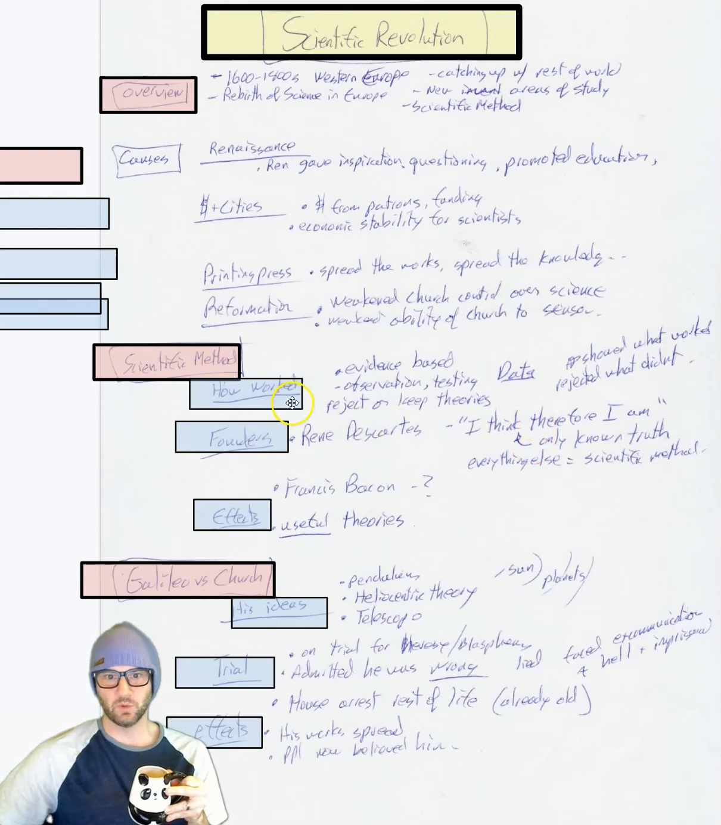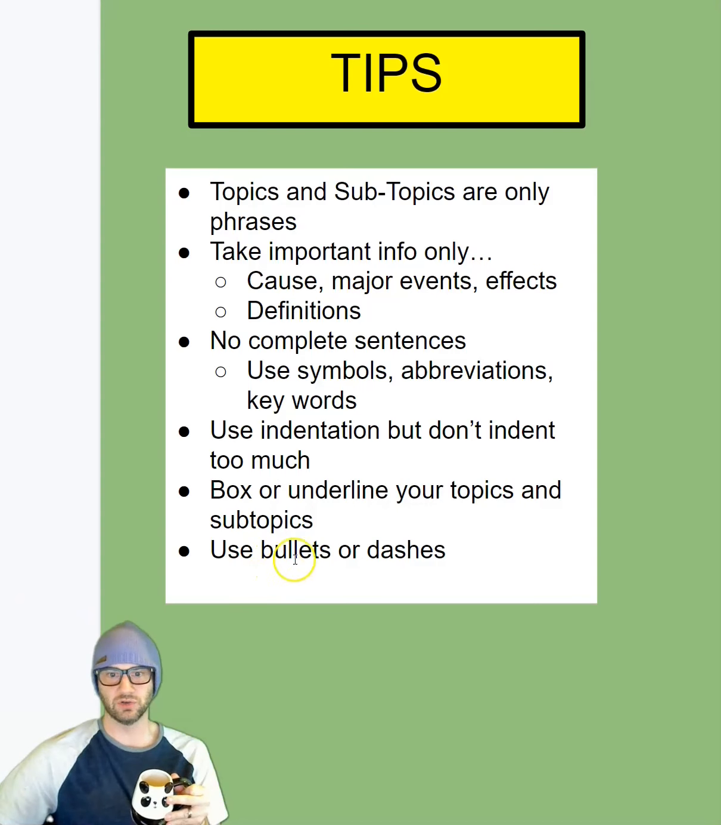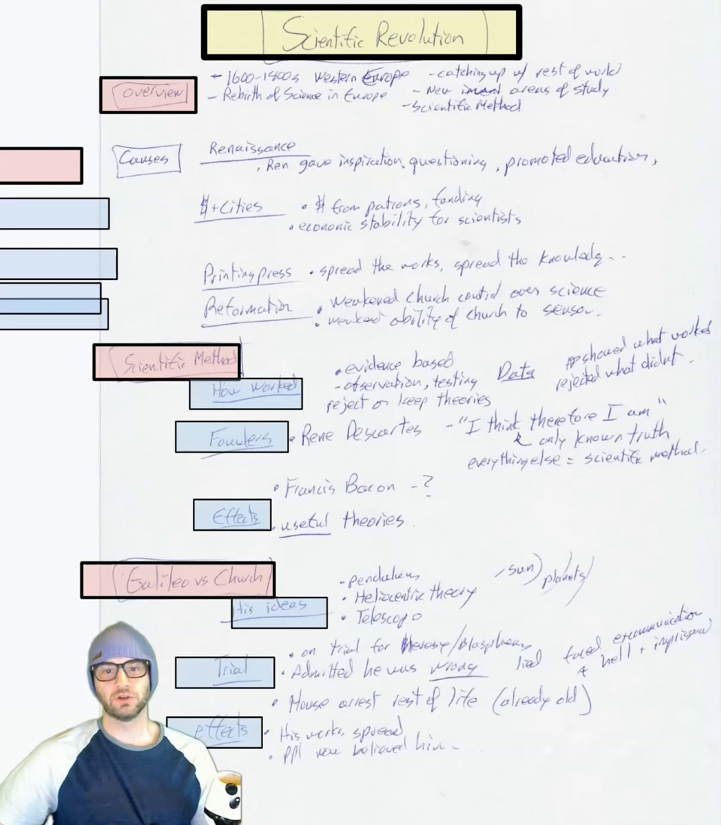How does the scientific method work? Data, underlined. Trial. Galileo admitted he was wrong, underlined, because I'm really accentuating that. So I use those little tricks too. Bullets, dashes, arrows, underlines. And so there's your overall format, the easiest format to make notes with, a real world example, and a few tips.